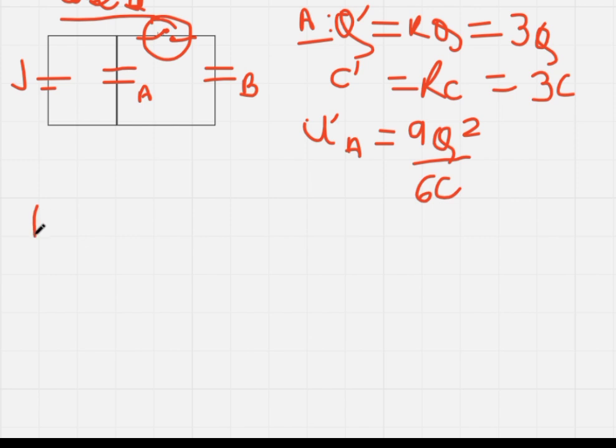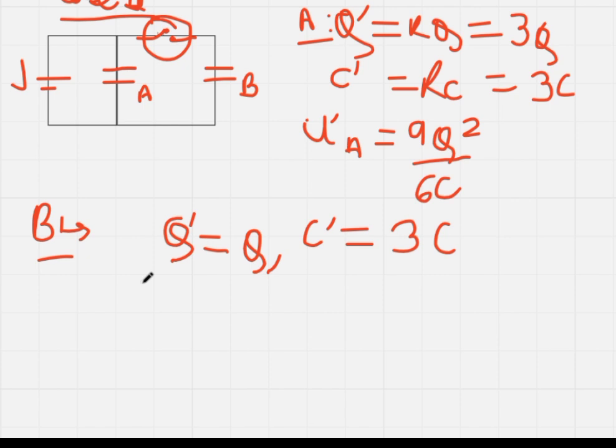Now for B, you see B is not connected to the battery. So for B, what will happen to Q? Q will remain constant. Whenever the plates of a capacitor not connected to the battery are filled with dielectric, the charge will remain constant, because of course the potential will keep on varying, but the charge will remain constant. So Q dash will be equal to Q, and C dash will change again to 3C.